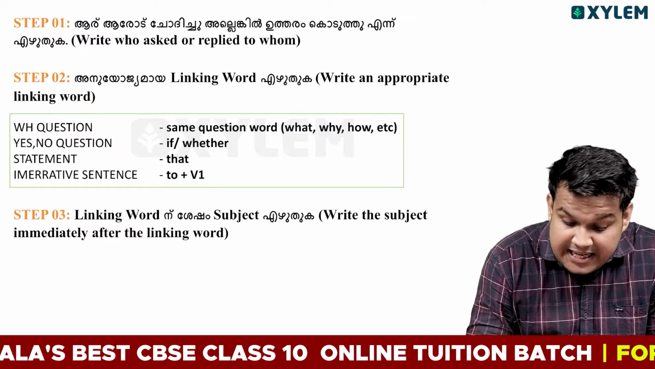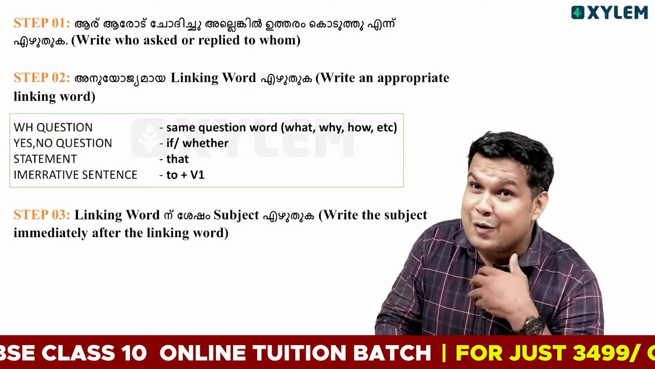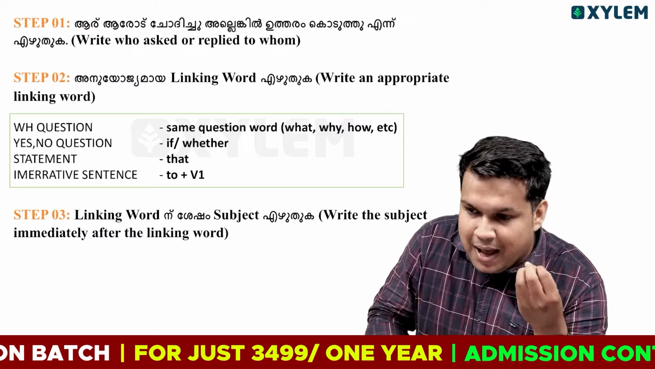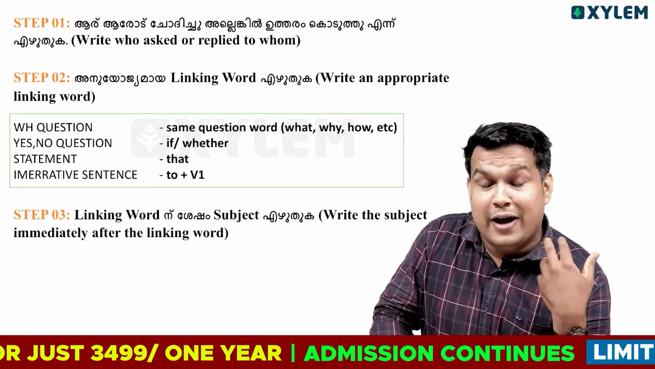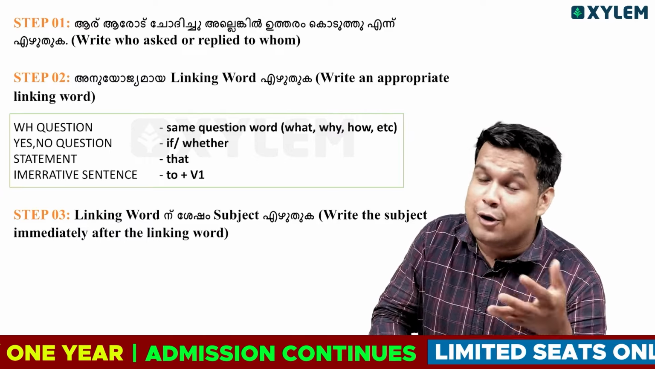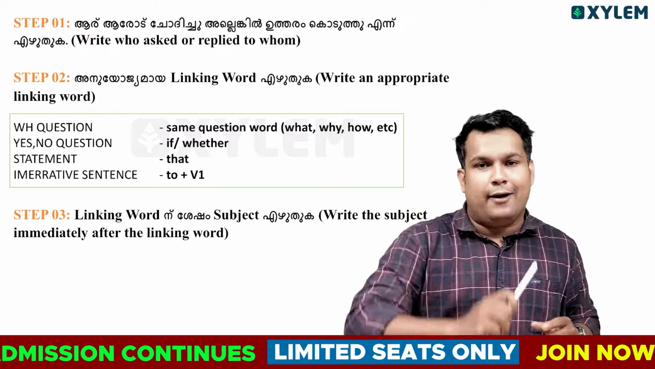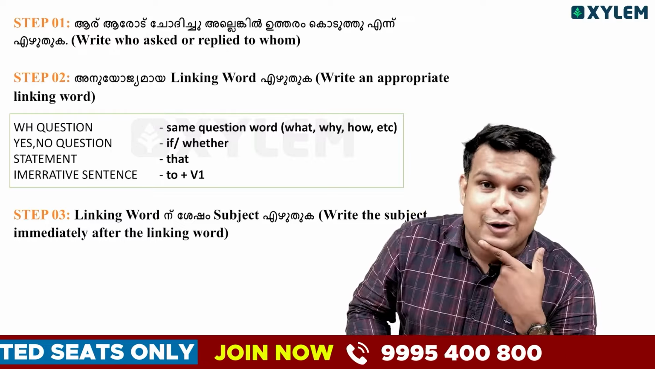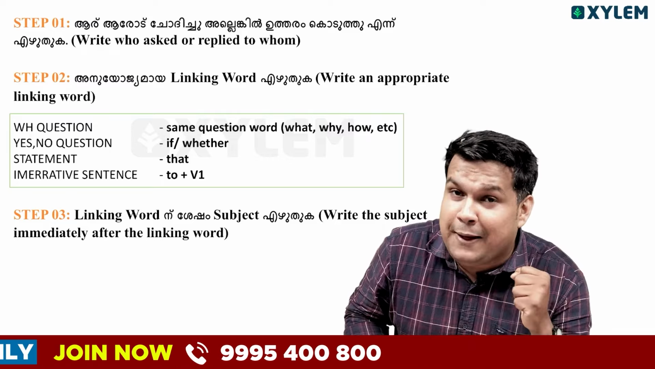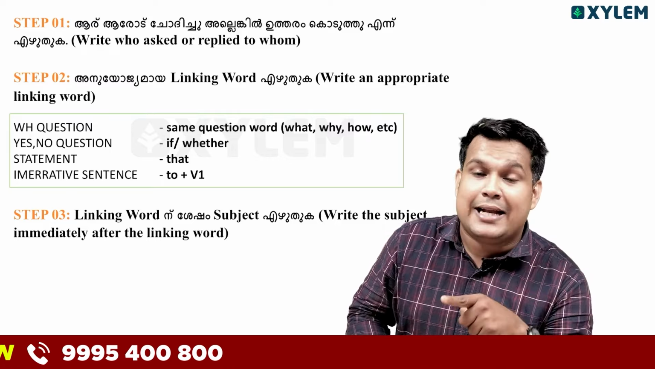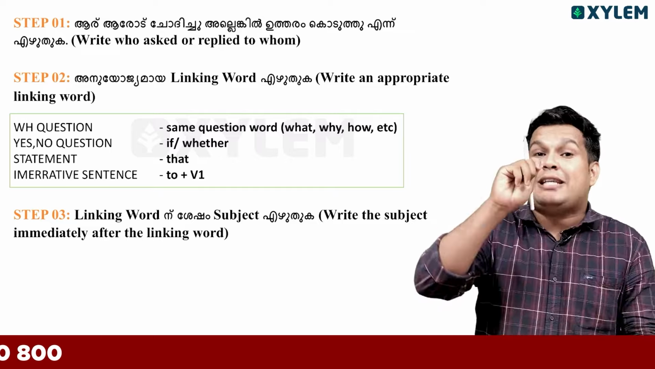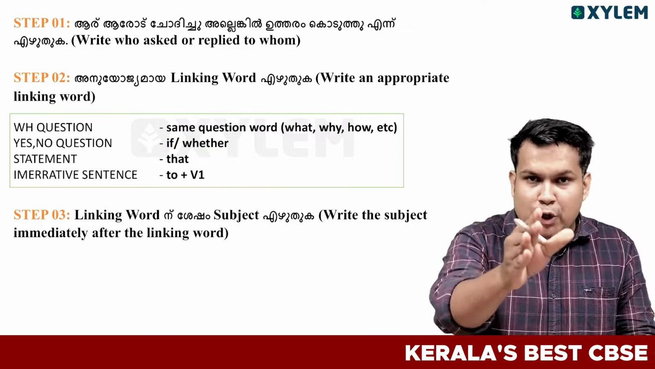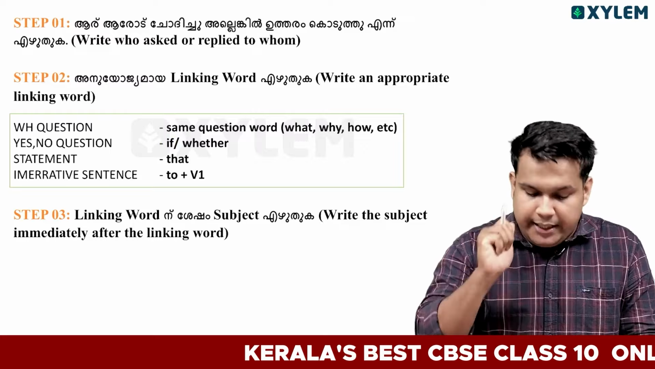And if it is a yes or no question, so what is a yes or no question? A yes or no question is a question that begins with an auxiliary verb, and the answer to a yes or no question will be a simple yes or no. For example, is this your pen? Can I come with you? Will you please help me? That's a request, but that is a yes or no question. So if it is a yes or no question, you can use if or whether, that's up to you, as the linking word.